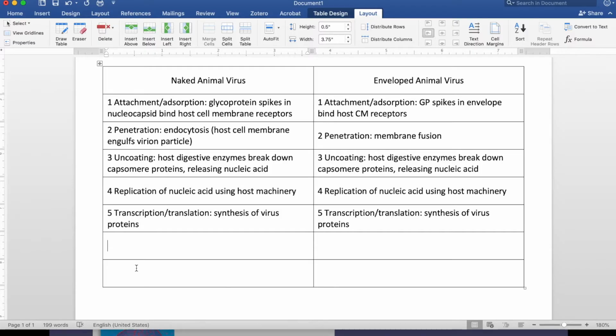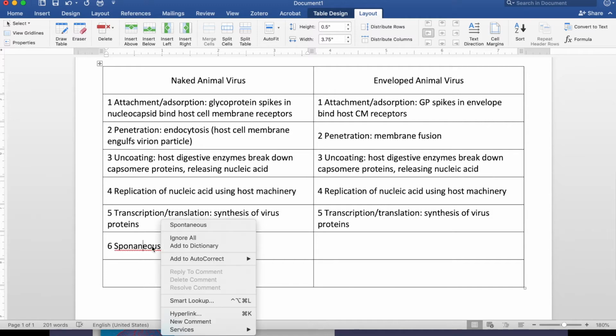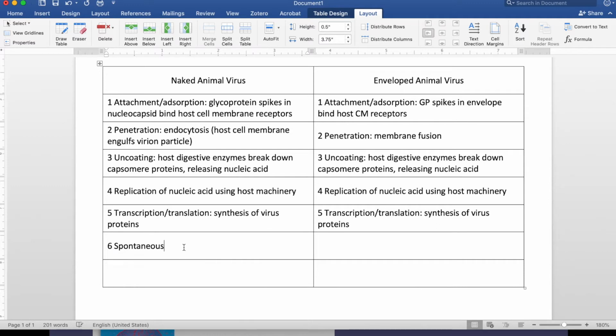All right, so 6 would be spontaneous assembly here for naked animal viruses. Spontaneous assembly, where you have the complete assembly and maturation of virion particles inside the host cell.